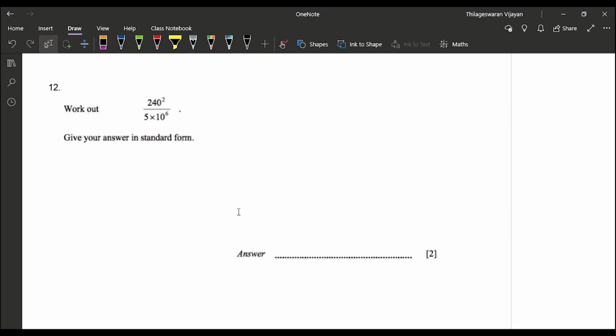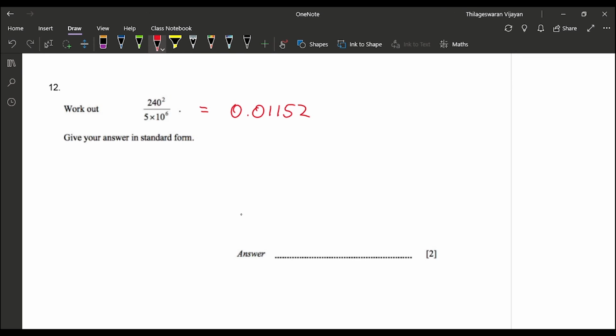Question number 12. This is quite easy. All you need to do is just put it inside your calculator. But I prefer to do this. So there are 2 points, right? So I try to change this first. What do I get in this case?